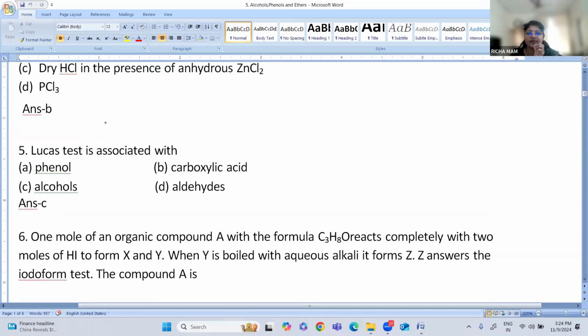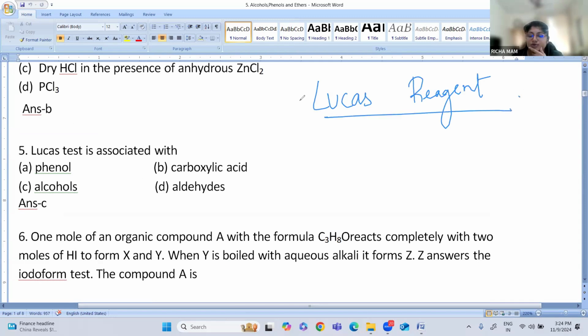Lucas test is associated with. This is very important. When you are studying for board exams, remember to study about Lucas reagent. They will ask you a question: differentiate between primary, secondary, and tertiary alcohols using Lucas reagent. How will you differentiate them? This is a very important 3 marks question.